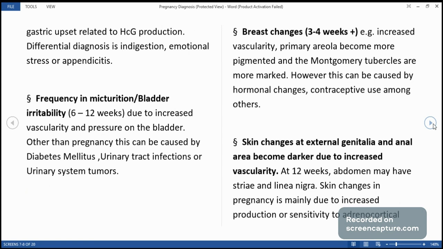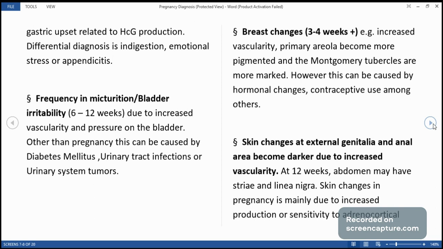Talking about breast changes, 3 to 4 weeks. Due to vascularity, that is increase in blood supply within the breast, the primary areola becomes more pigmented and the Montgomery tubercles are more marked. However, you can go and check on Montgomery tubercles because they are on Google in image format. So you are going to be in a position to check them out when you Google that name, Montgomery tubercles. However, this can be caused by hormonal changes, contraceptive use, among other things. So it is not positive or probable.